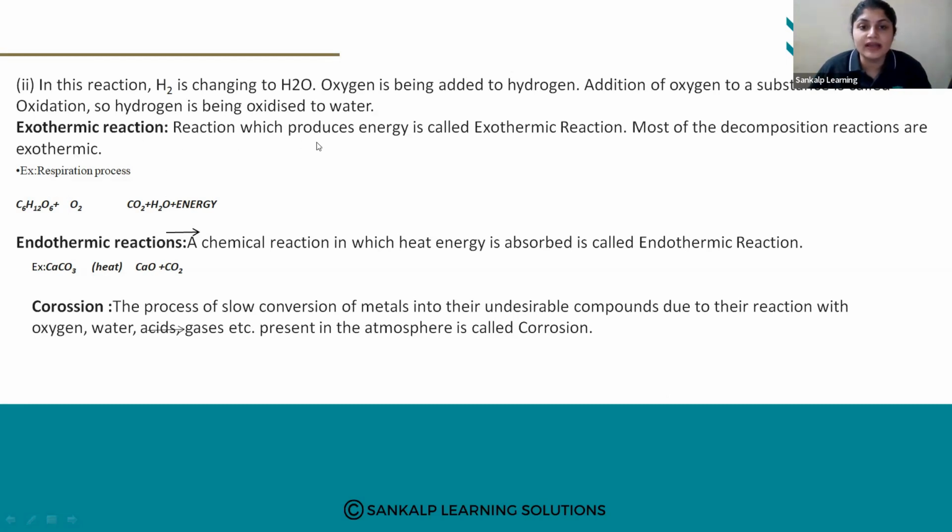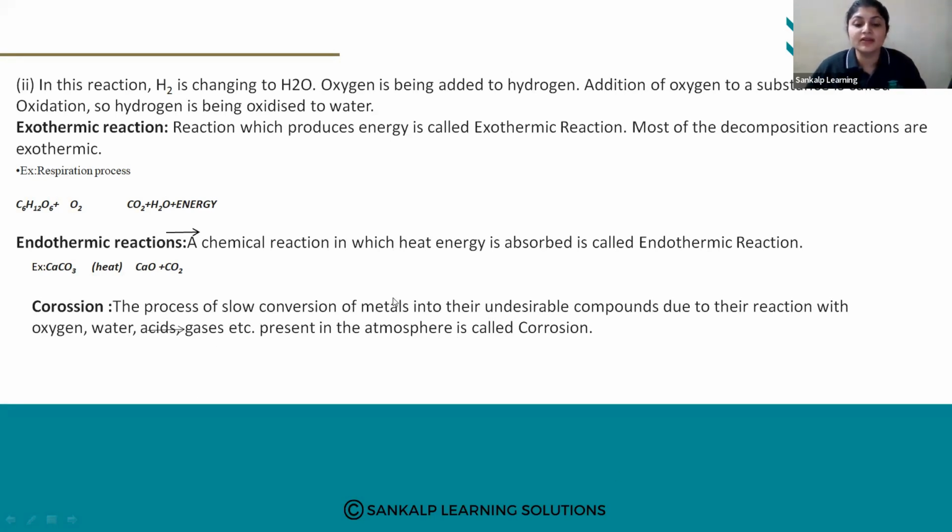So what will happen? The iron starts getting a reddish brown color, right? The iron, which had a metallic shine on its surface, as time passes, the shine disappears. Why?